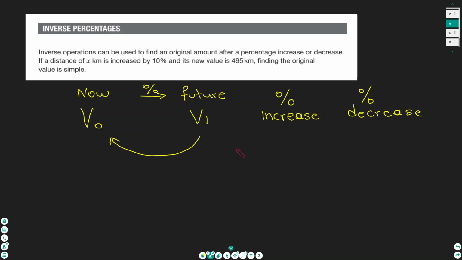To go back and find the original value, we need to use the multiplier. The multiplier under a percentage increase problem is 1 plus the percentage, and the multiplier under a percentage decrease problem is 1 minus the percentage. So all we need to do is divide the future value by the multiplier to find the original value before the increase or before the decrease. We can also prepare an equation and work with an equation. Let's see some examples.